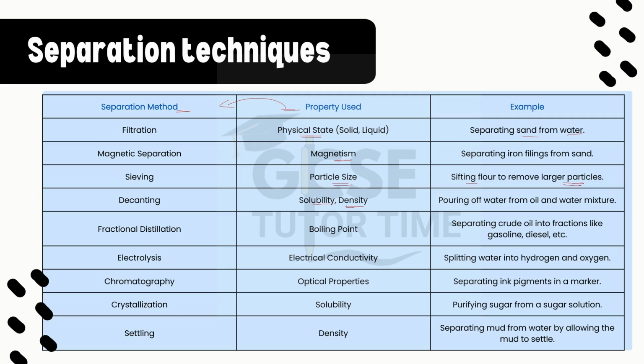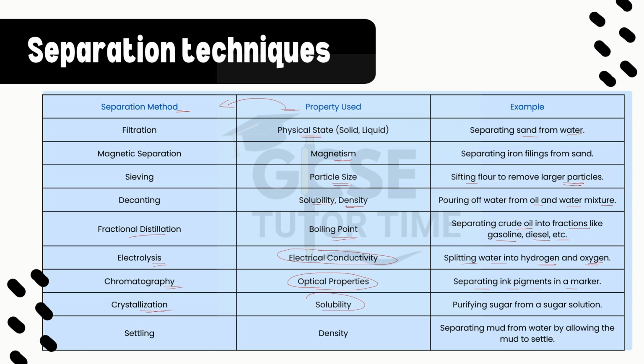such as pouring water off from an oil and water mixture. Fractional distillation: based on boiling point we can separate, for example, crude oil into fractions like gasoline, diesel, etc. Electrolysis: the property used is electrical conductivity, for example, splitting water into hydrogen and oxygen. Chromatography: it is based on optical properties, like separating ink pigments in a marker.